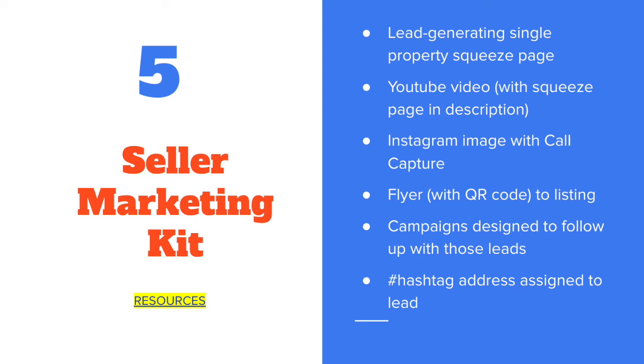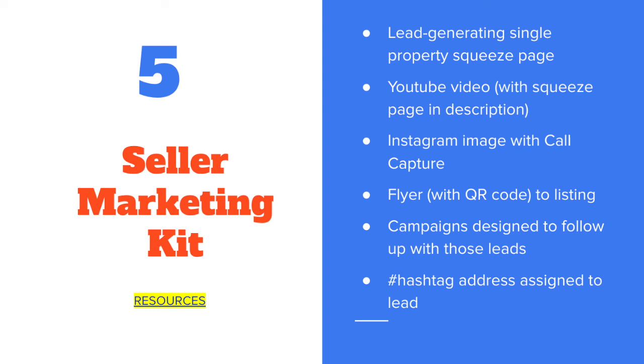So in this little marketing kit, that's the most important thing. It's just that single property squeeze page. If you don't create anything else for them, great. Just definitely create a single property squeeze page of their listing that has a special hashtag that's going to follow up with those leads. And that's what I explained in the resources I shared with you. But I do create a video for them, an Instagram post for them, so that they can share it themselves. And I have specific campaigns to follow up with them. And again, in the Seller Marketing Kit resources link is a YouTube video where I train you how to do that.